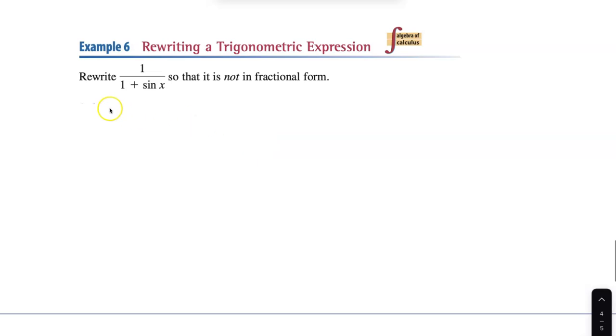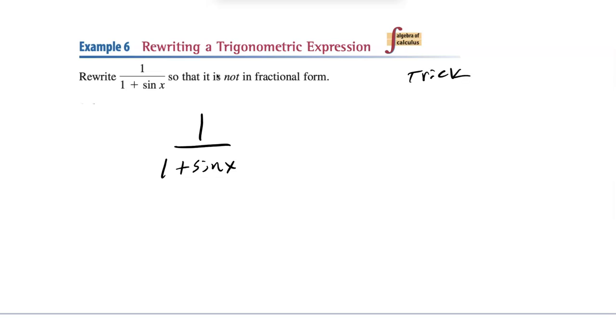Okay, so same thing with this one. Rewrite 1 over 1 plus sine x so that it's not in fraction form. So we want to make this not a fraction. So we're going to use a trick. And the trick is we want to use the fact that a minus b times a plus b equals a squared minus b squared. So whenever I see something like 1 plus sine or 1 plus cosine, 1 minus sine, 1 minus cosine, we're probably going to use the difference of two squares here.